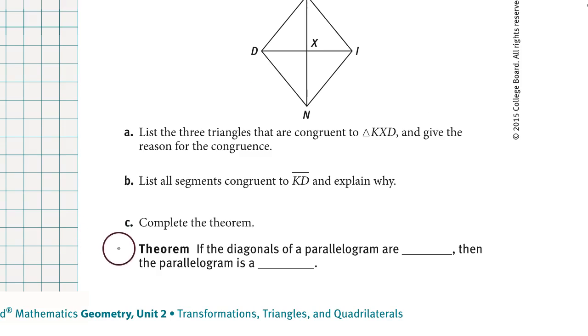Let's create another theorem about a rhombus. Here you have the drawing of a rhombus, and a segment is drawn from the top to the bottom and from this corner to this corner. These are called diagonals. These diagonals appear to cross at a 90-degree angle. They are perpendicular. So our theorem: if the diagonals of a parallelogram are, let's fill in the word perpendicular, then the parallelogram is a rhombus.